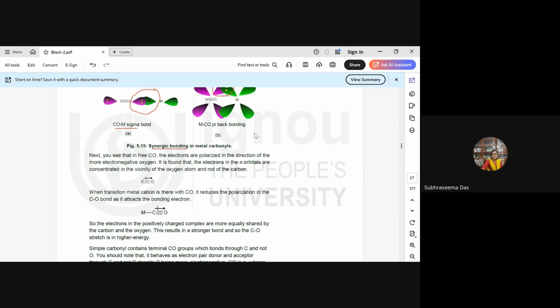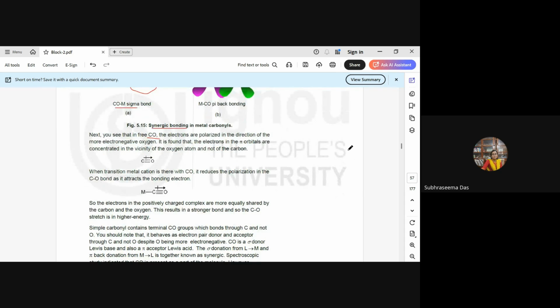Now when we talk of a free carbon monoxide molecule, the electrons are polarized in the direction of the more electronegative oxygen. Between carbon and oxygen, oxygen is more electronegative. That is why in a CO molecule the electrons are polarized towards the oxygen, that is, the oxygen develops a slight delta negative charge. It has been found that the electrons in the pi orbitals are concentrated in the vicinity of the oxygen, and not on the carbon.